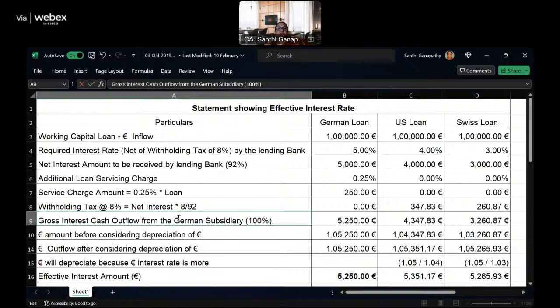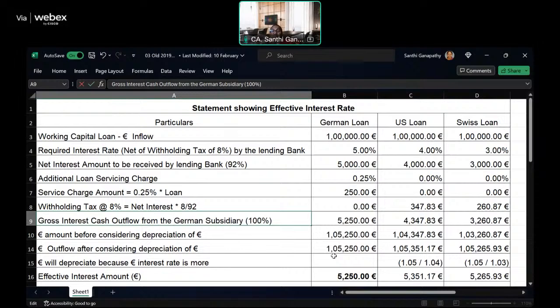Before considering depreciation of euro. Why will there be depreciation of euro? Because interest rate is high. Yesterday, interest rate parity theory we discussed. We know whichever country has a lower interest rate, that will be at a premium. Whichever country has a higher interest rate, that exchange rate will be at a discount. You know. So before considering depreciation, how much it is? After considering depreciation, how much it is?